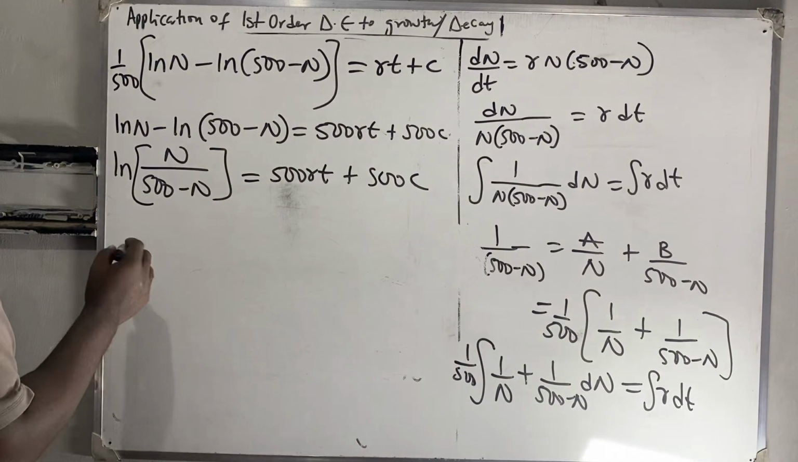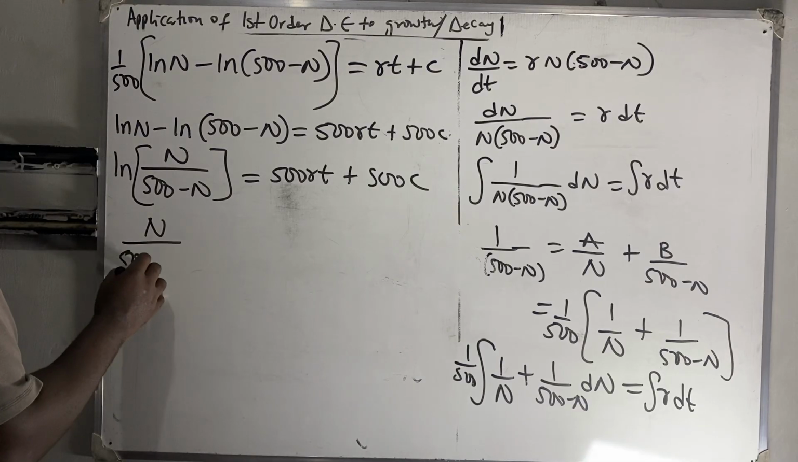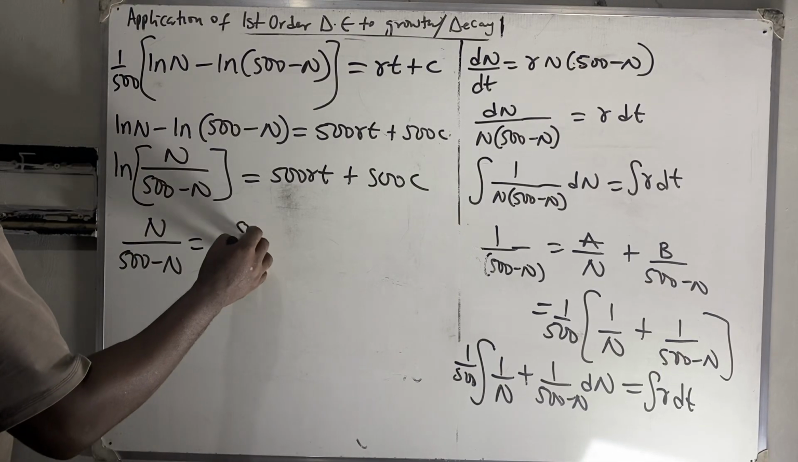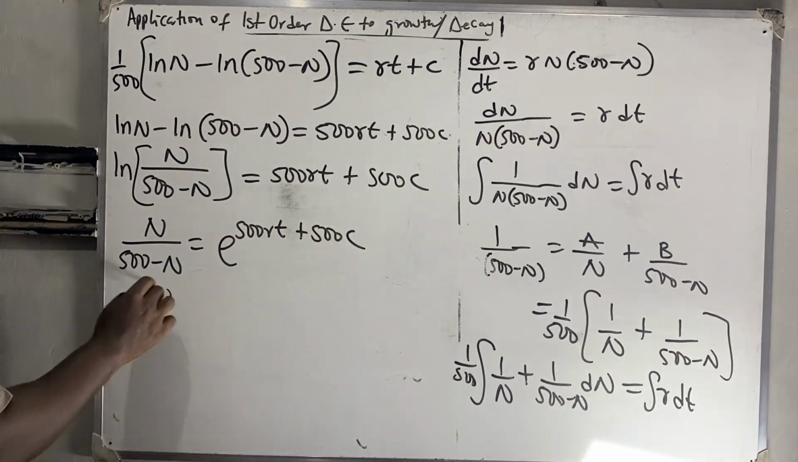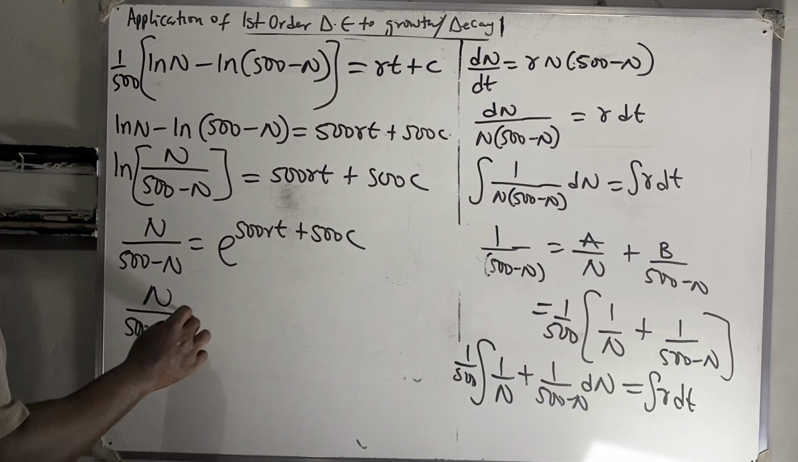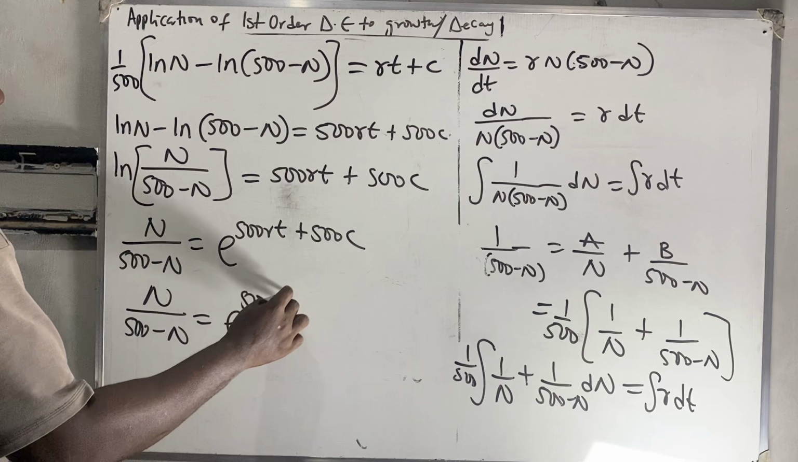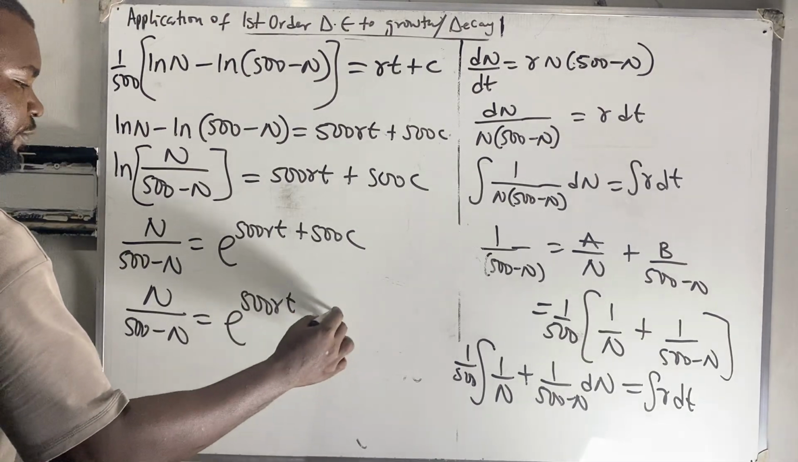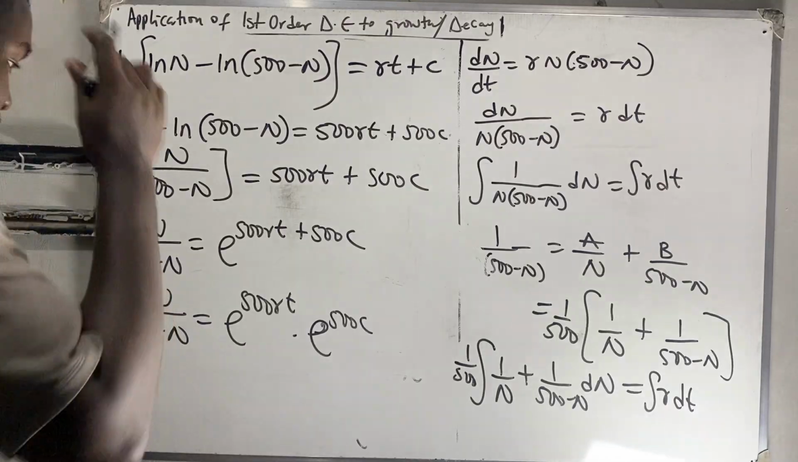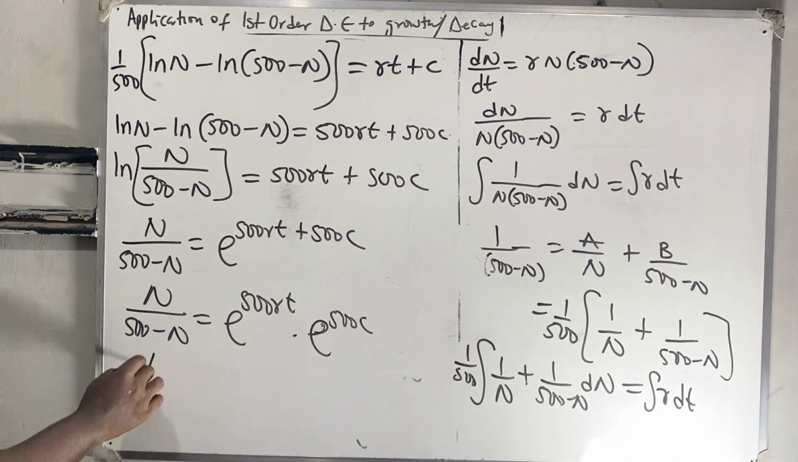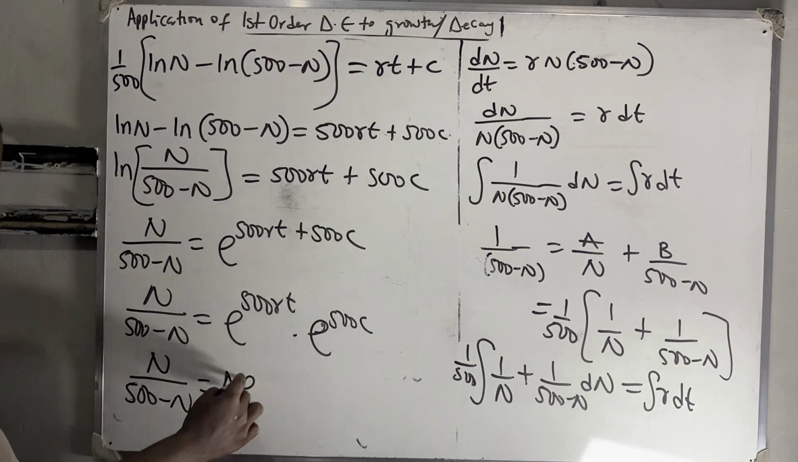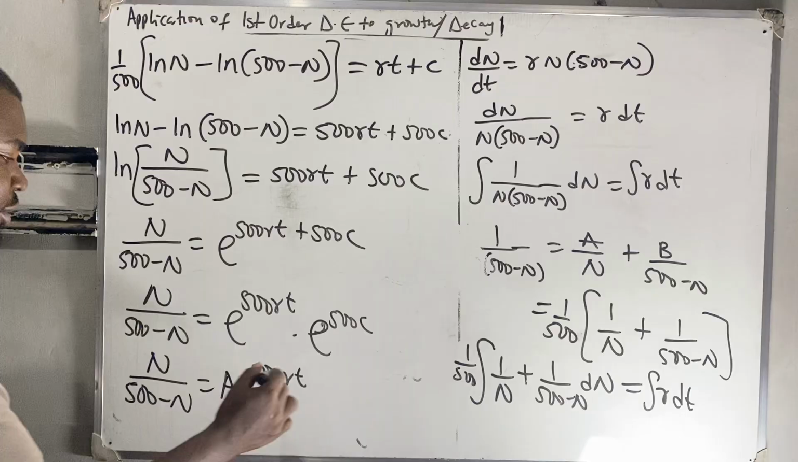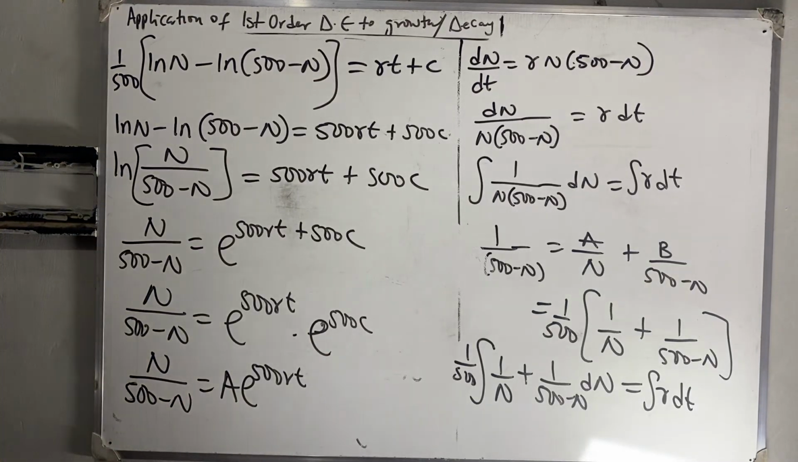So ln moving to the other side to become exponential, I'm having n over 500 minus n will now be exponential 500RT plus 500C. So separate this to have n over 500 minus n is equal to exponential 500RT multiplied by exponential 500C. But exponential of a constant is a constant, so let me call it a. So n over 500 minus n is equal to a exponential 500RT, where a is exponential 500C.